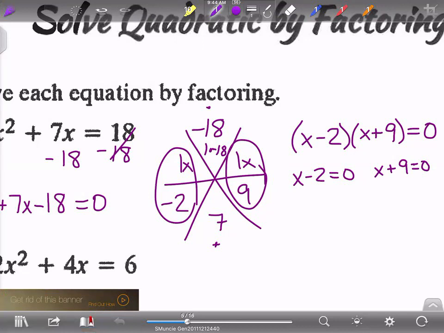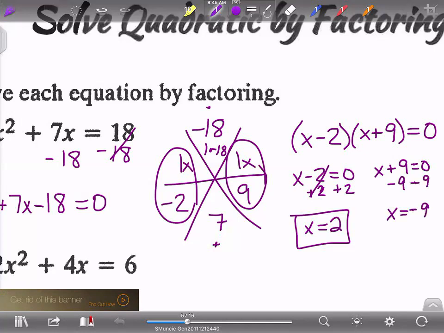So for the first one, we have x minus 2. To get rid of the minus 2, we're going to add 2. So x equals 2. There's one answer. For the next one, we have x plus 9 equals 0. To get rid of that plus 9, we're going to subtract 9 from both sides. That gives me x equals -9 as my second answer.